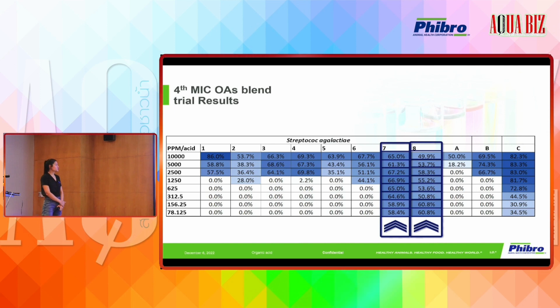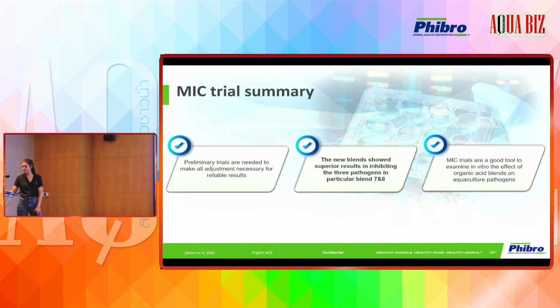And then for the Streptococcus agalactiae, we saw quite consistent results for formula 7 and 8 throughout the whole concentration range. And again, they show superior results to the different blends that we created and superior results to the 3 commercial blends.